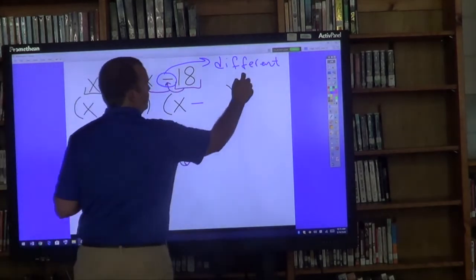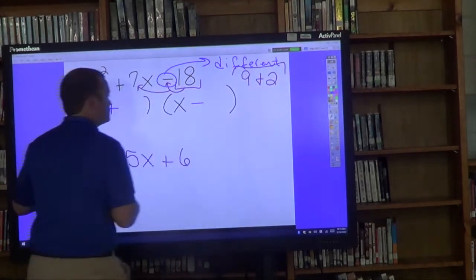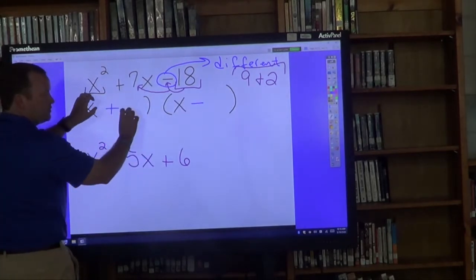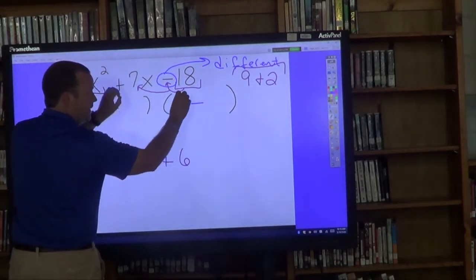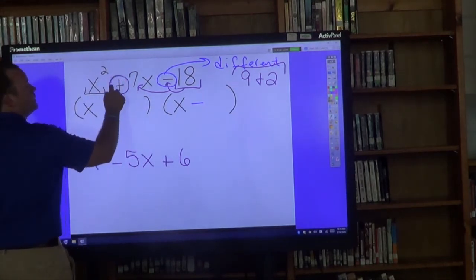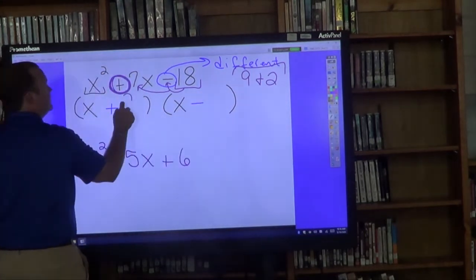That would be 9 and 2. As you can see, I put them here because I don't know where they go yet. I don't know which one's positive and which one's negative, because it matters where you put it. That's what this sign is for. Whatever your largest factor is, it gets that sign right there. My largest factor is 9.